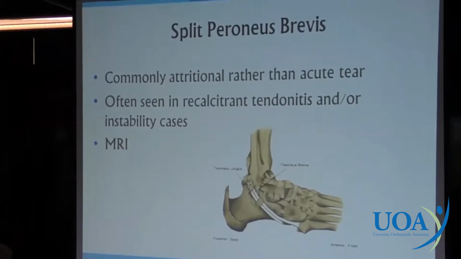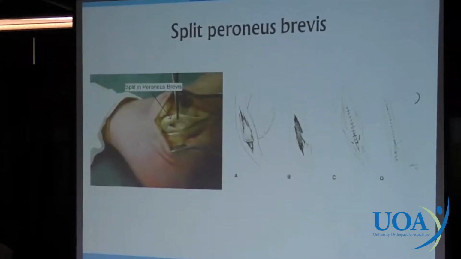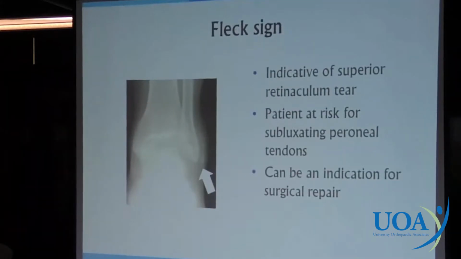The brevis can tear acutely, or perhaps more commonly attritionally, as it erodes over the fibula. You might find this on an MRI, but what you see when you explore them surgically, here is the ankle. This is your peroneus brevis. This hole in the middle is the split tear. It has been rubbing over the edge of the fibula, and in this schematic, you can see how that fibula acts like a knife cutting right through the middle of that peroneus brevis. You need to debride that, you need to sew that back together, and that can help a lot of their symptoms. But they may be dislocating those tendons as well.